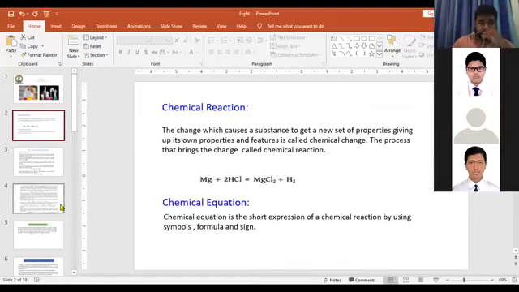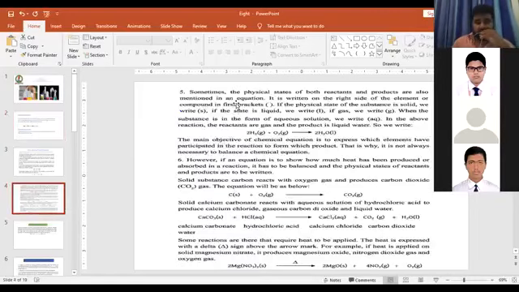The equal sign means the number of atoms is the same on both sides. If the equation is balanced, that is why you have to use the equal sign. Okay. Therefore, yes, sir.